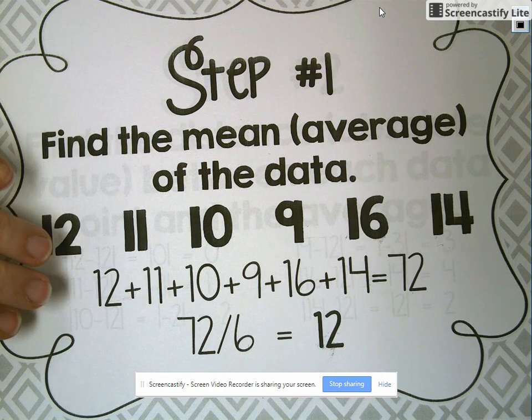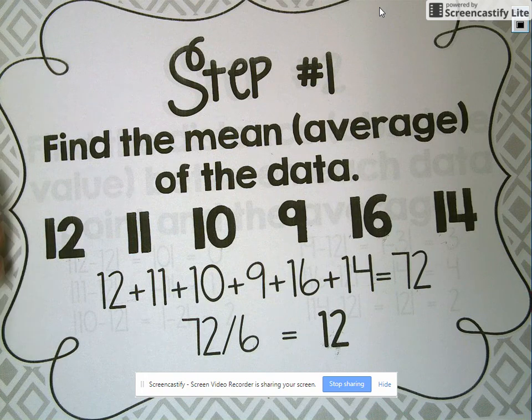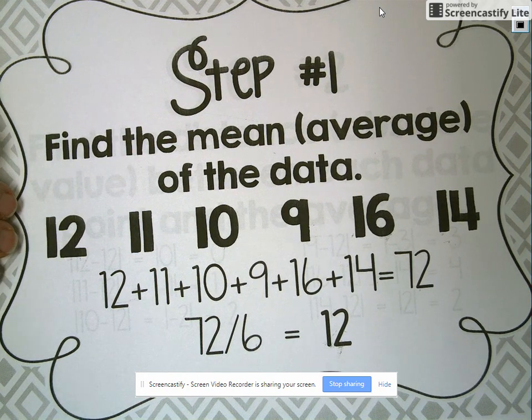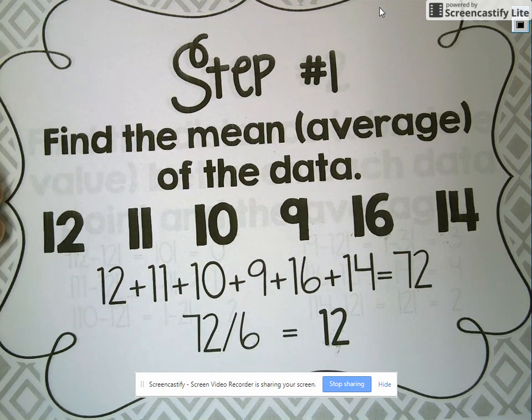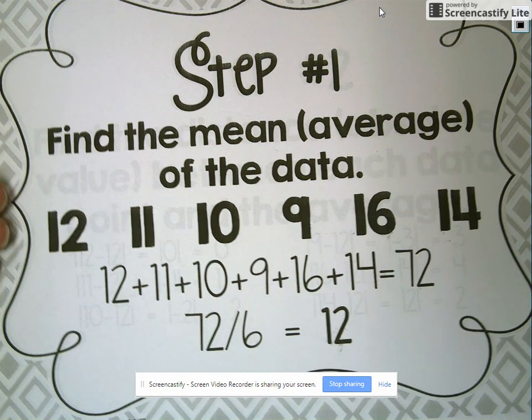Please pause the video now so students can write down this slide and then write down any additional information that they heard that they would find useful.